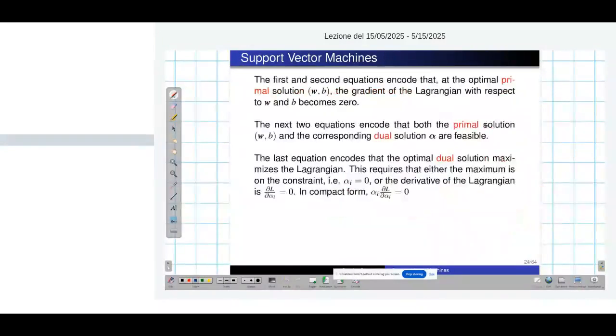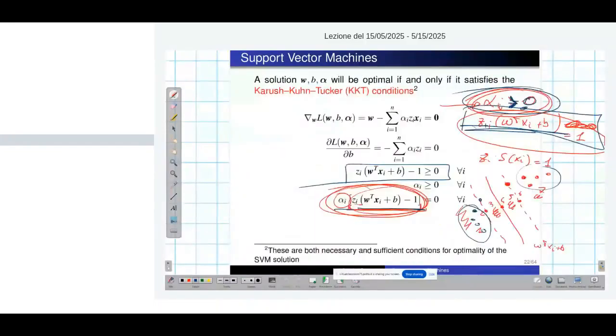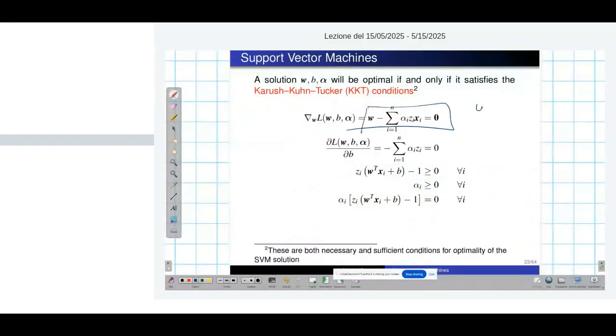Why is this important? Because what is the first equation telling us? The optimal solution is a sum of the samples Xi in my training set. What are the weights of these samples? The Lagrange multipliers alpha I. But which alpha I will contribute to the sum? Only those that are strictly greater than 0. If I have an alpha I that is 0, the corresponding sample will not contribute to this sum. So this sum corresponds to the sum over samples for which alpha I is strictly greater than 0.